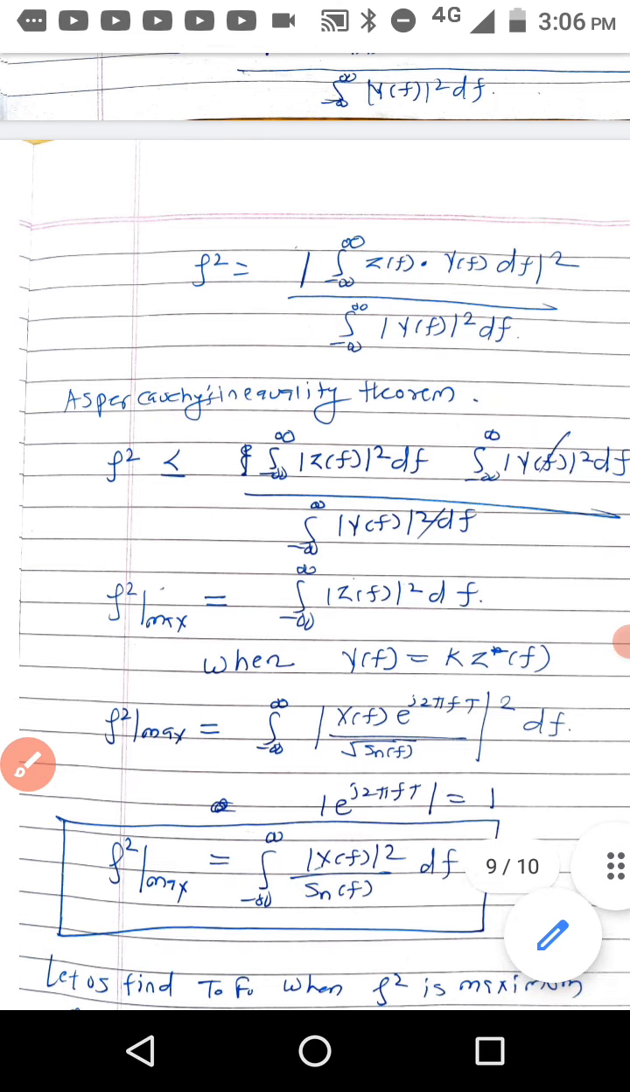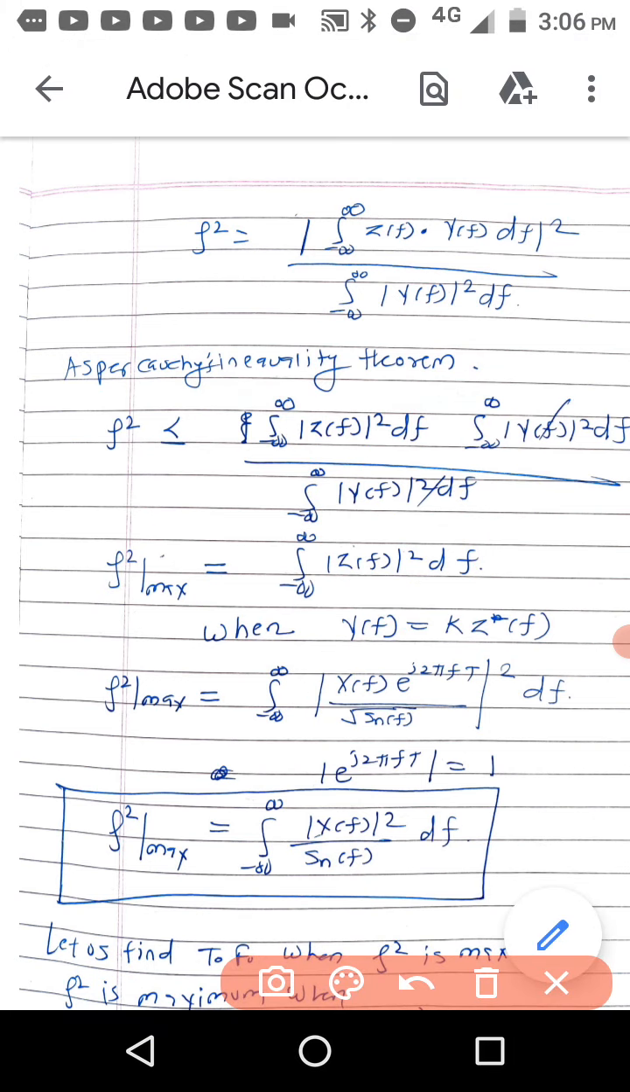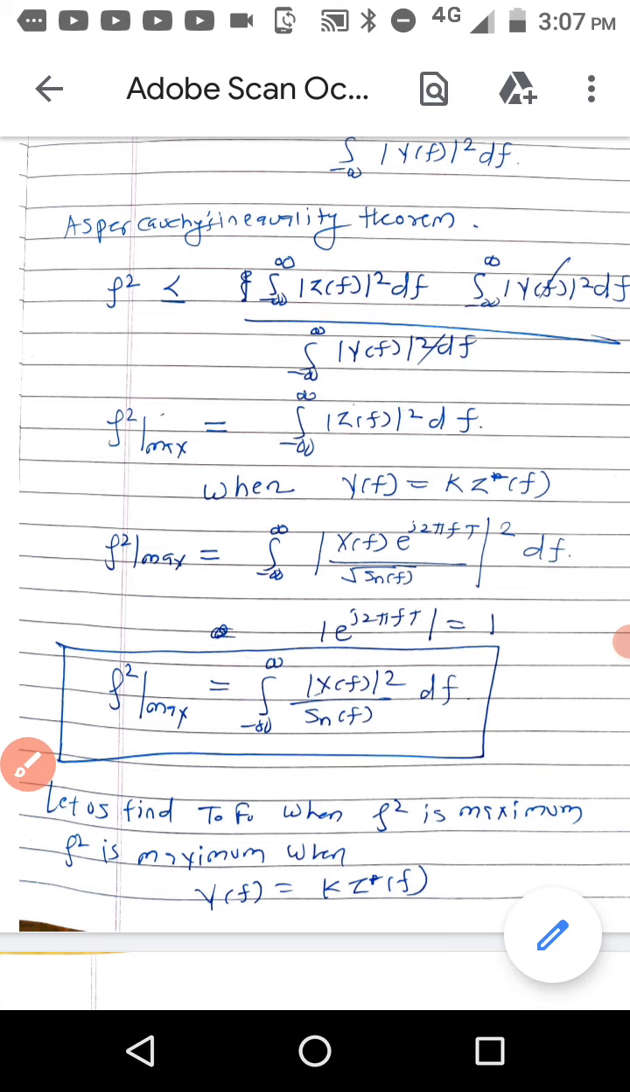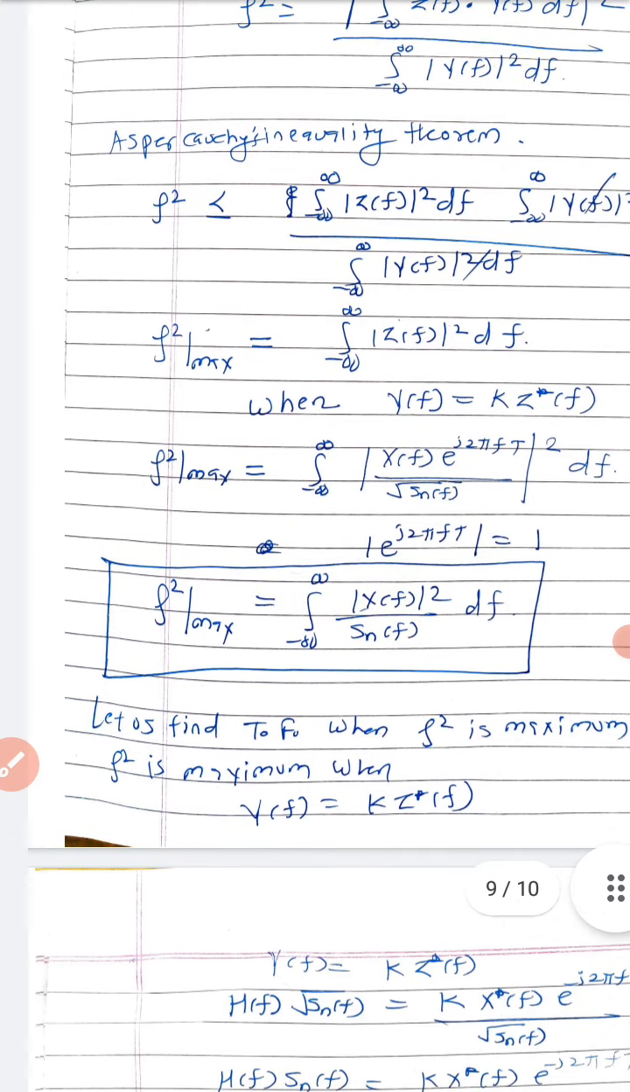So this ρ square will become maximum when these two are equal, then that will be the maximum. So ρ square is equal to this one, that is the maximum ρ square value. So that is equal to the integral of Z(f) square df. Now when do you get the maximum value? This is less than or equal to, but you get the maximum when there is one condition, that Y(f) is equal to k z star f. So what is the maximum value? The maximum value is the integral of Z(f) square df.